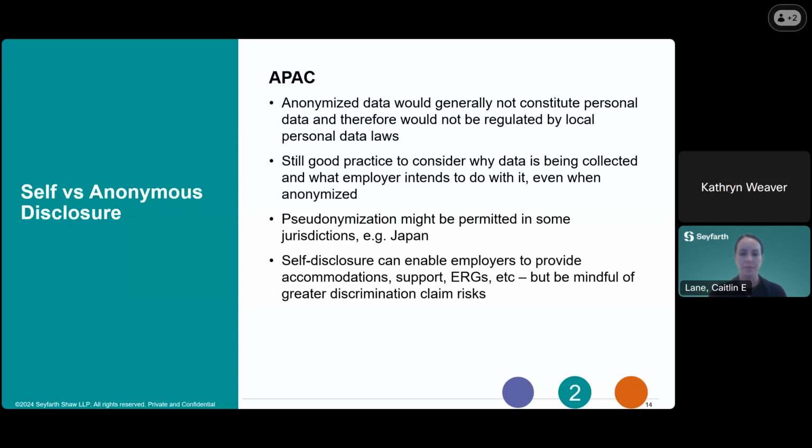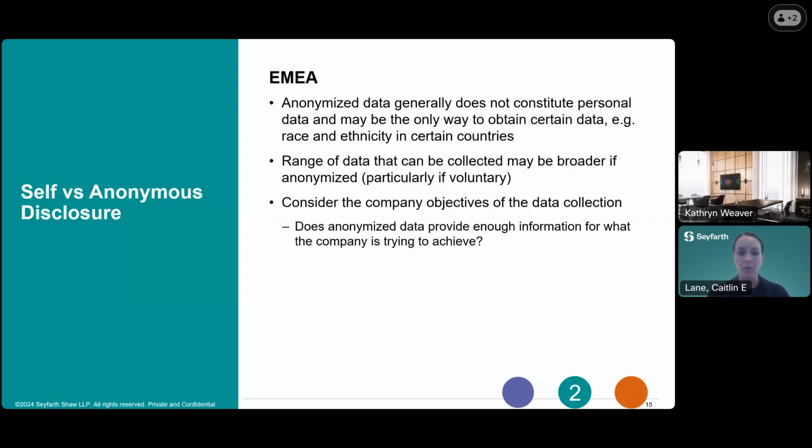Quite similar in EMEA? It is. And in fact, particularly in EU countries, anonymized data may be the only way an employer can get certain data points. And so this goes back to the concept of what are we really trying to achieve with data collection and how does it help further the DEI initiatives? And so depending on those objectives, anonymous data might actually be a great approach and can allow for a broader range of information to be collected and can be quite sufficient for what a company is trying to do in the DEI space in particular.